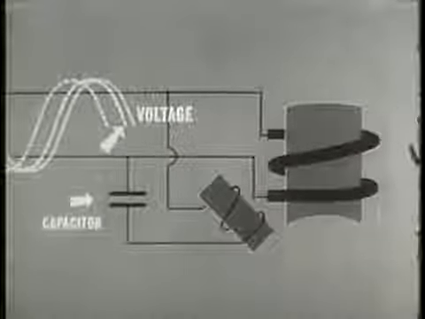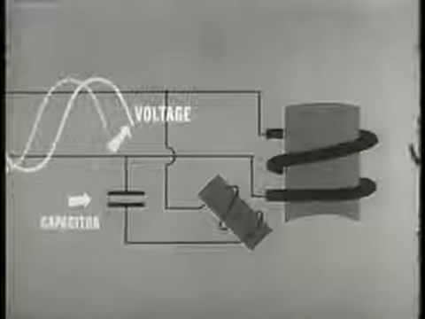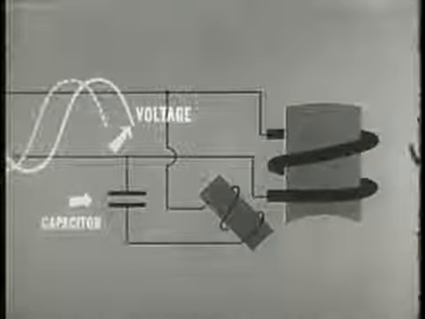In the third method, a capacitor is placed in series with the starter winding. This causes a greater phase shift between the two windings. We now have two-phase operation on single-phase voltage.